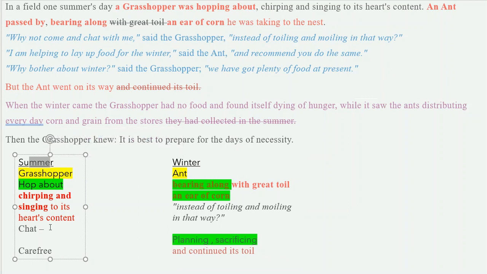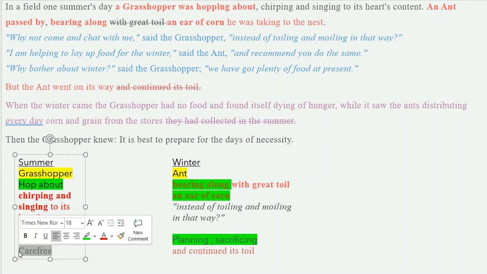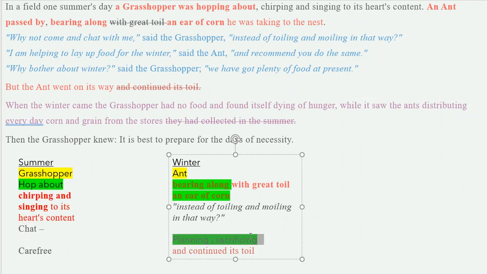That's what winter means. What does summer mean? Well, summer means you just want to hop about, you want to chirp, you want to sing to your heart's content, you want to be carefree. But if you do not plan and if you do not sacrifice, what happens?